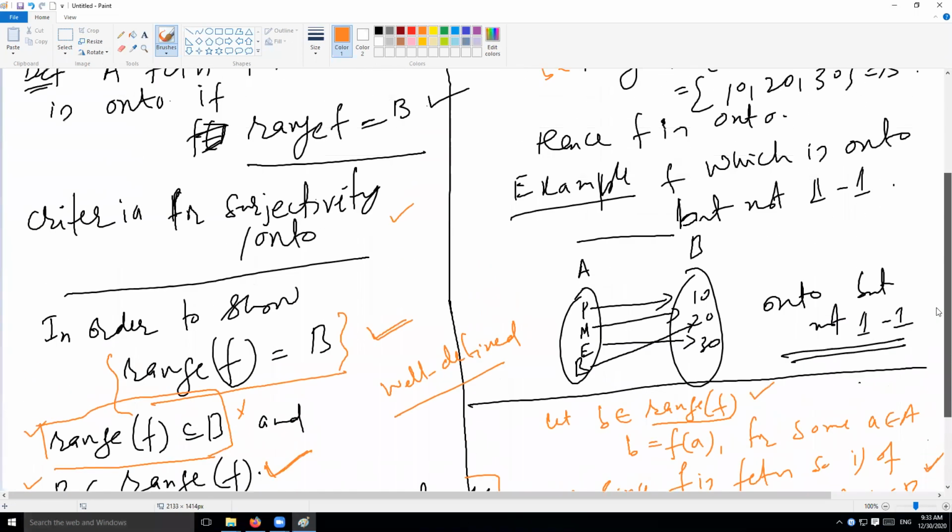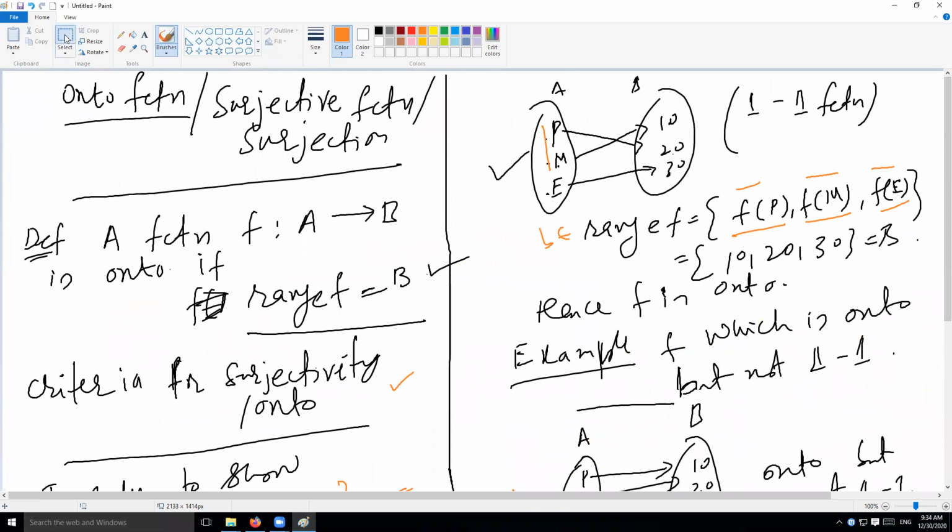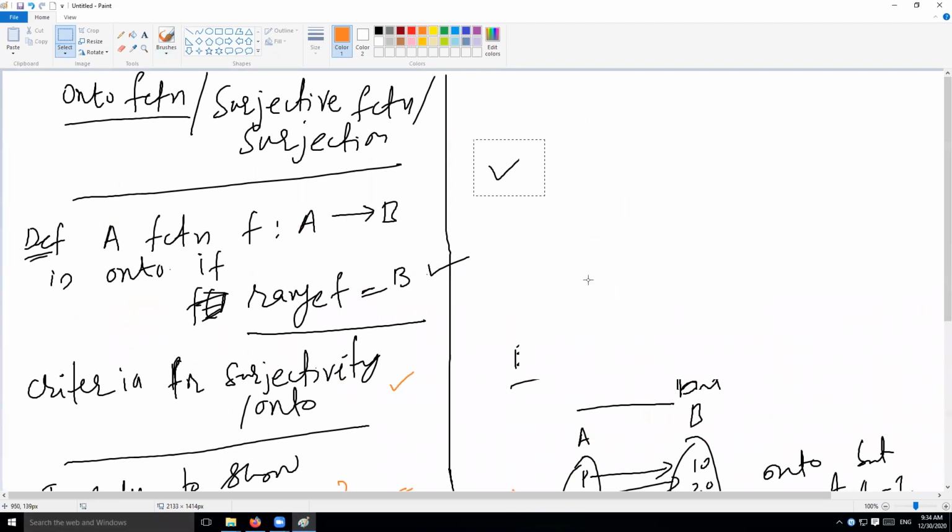Now, in order to show that B is a subset of range, how can I show it? Okay. How can I show it actually? B is a subset of range of f. This is what I would like to show. So how can I show it? I need to pick an element from B. Keep in view, this is not always true for functions.